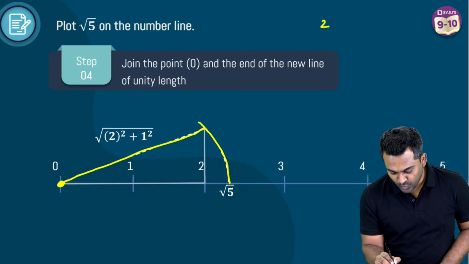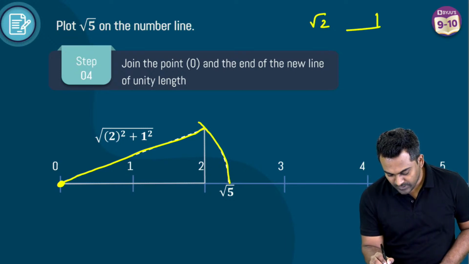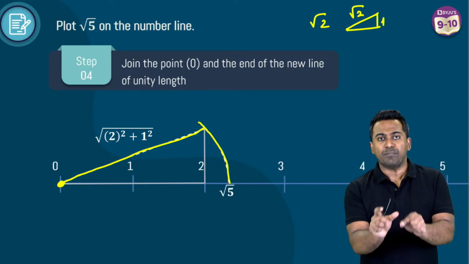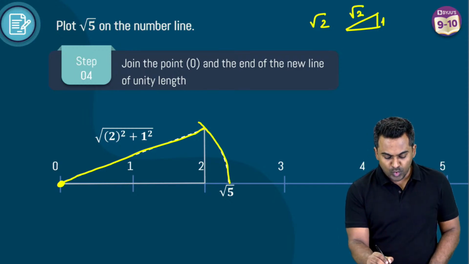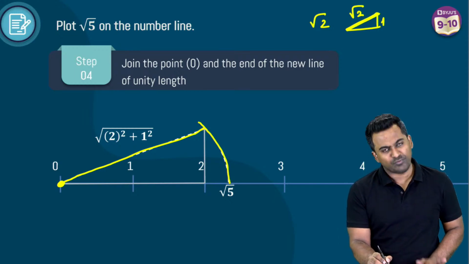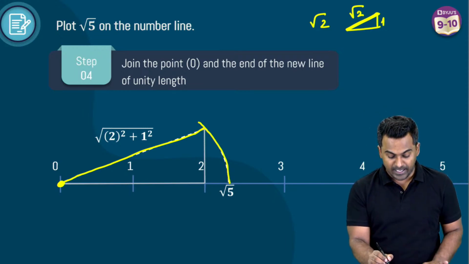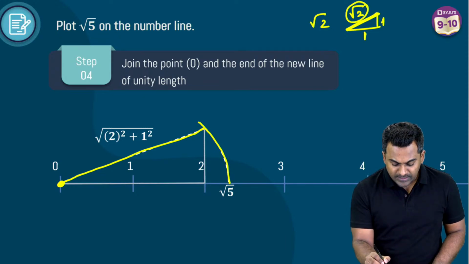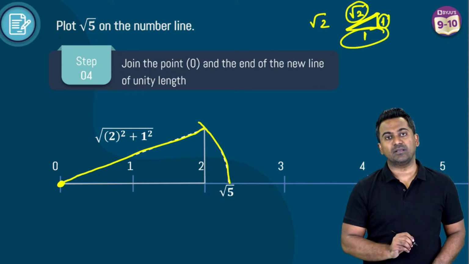Because look, for root 2, as I said, the hypotenuse will always be the number that you're looking at. If plotting root 2, then the hypotenuse will be root 2. Height, we have fixed it to be 1 every time. Then based on that, the base will be 1. Based on hypotenuse and height, we are calculating the base.